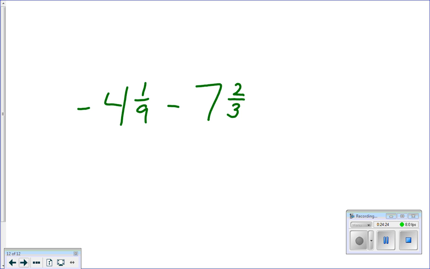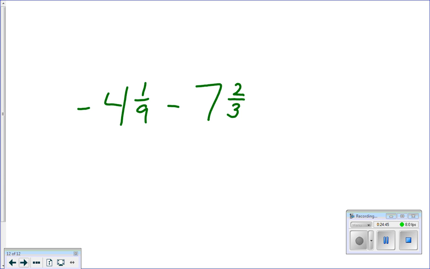Maddie, you did it wrong. No, she's got the right answer, so I don't know what happened to you. Here. Keep change. You forgot to change that. Oh. Yep. Your answer should be -11 and 7/9.